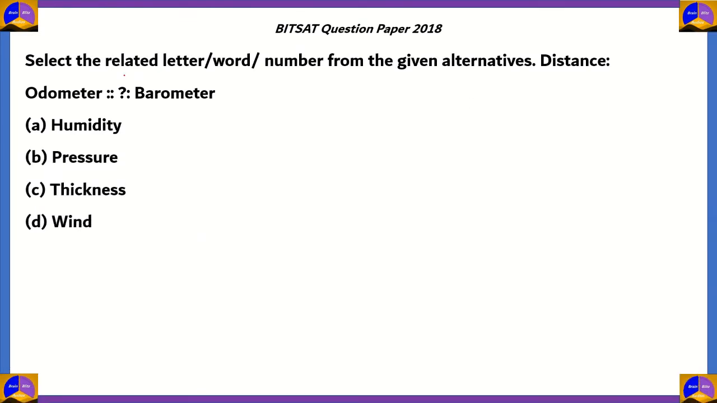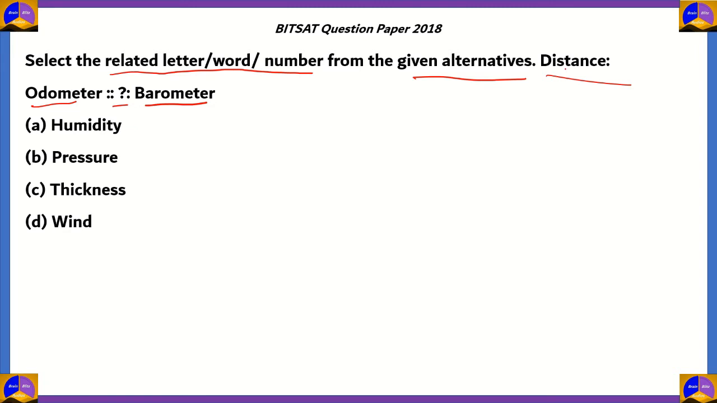Next question. Select the related letter or word or number from the given alternatives. So over here, distance is to odometer as blank is to barometer. So we have 4 options: humidity, pressure, thickness, wind. Now this question is pretty easy, but then for those who don't know, let's solve it step by step.